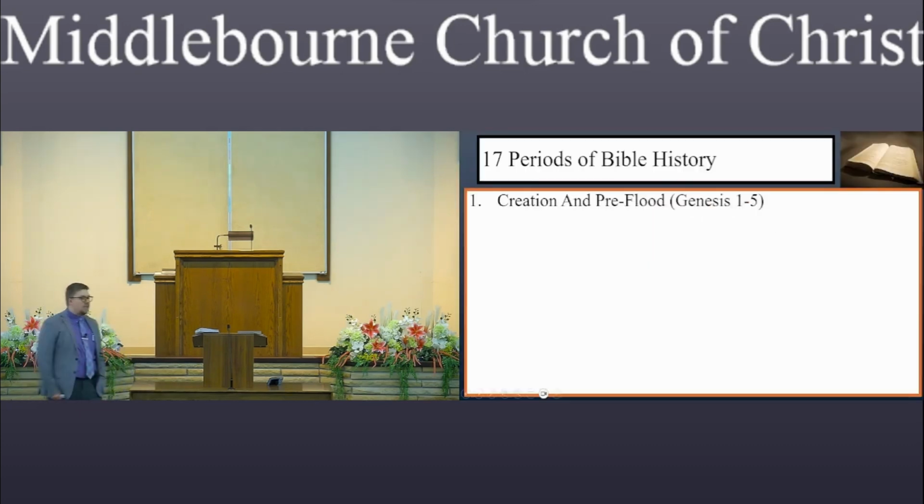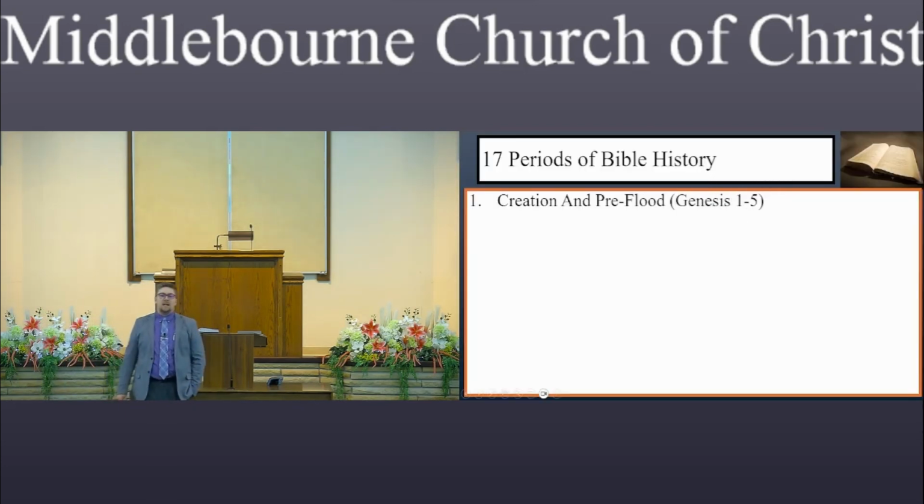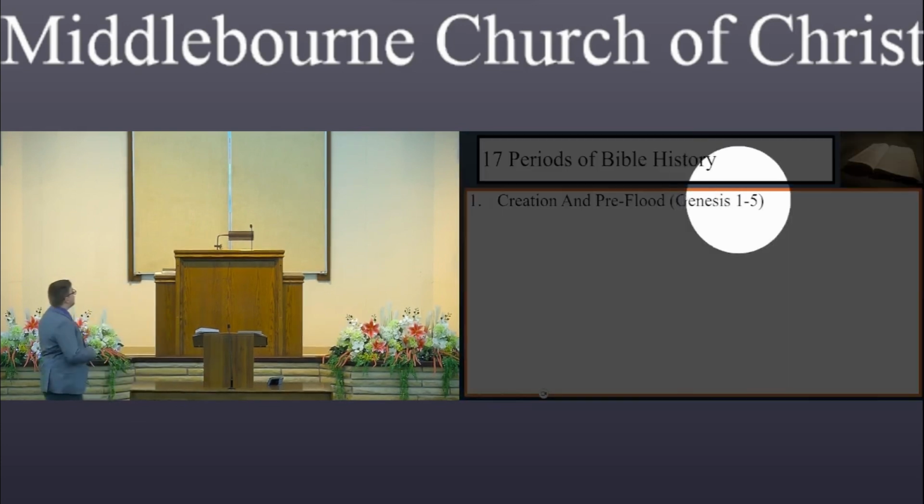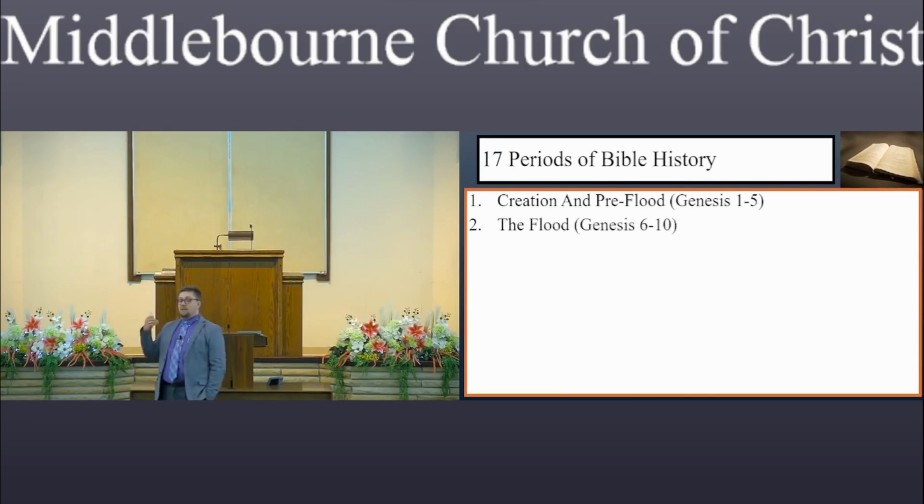Where do I read of the genealogy from Adam to Noah? I go to Genesis. In this case, it's actually chapter 5. That's the transition where the genealogy is given. Well, if this is creation and pre-flood, you can probably figure out what the next one's going to be, right? If this is creation and pre-flood, the second period is probably, well, the flood.